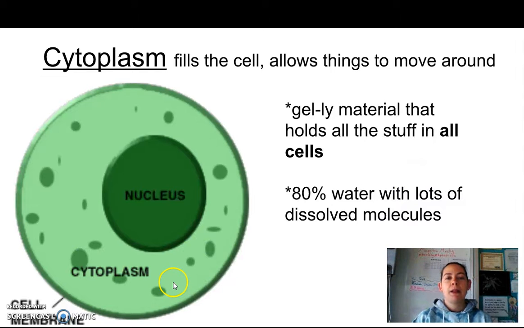Next up is the cytoplasm. That's the watery cell goo that's in the middle of the cell. It holds everything inside the cell. It's made of 80% water, so mostly water with some dissolved stuff in it. And so this fills the cell, and it also allows things to move around. That's kind of an important thing. If the cell was just dry inside, nothing would be able to move around in it. But being water, things can just kind of float or swim around in it.